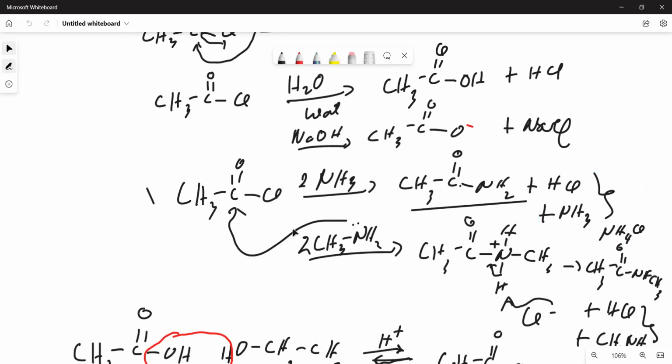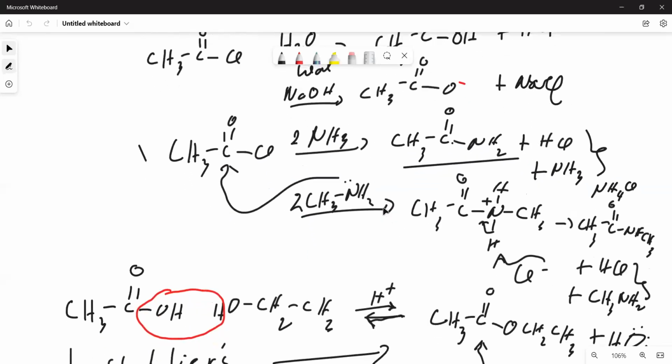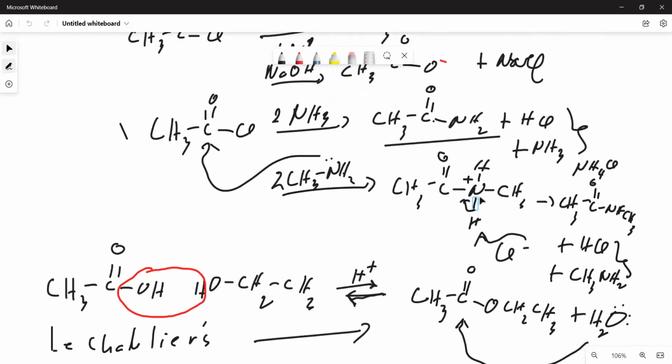Now, if you want to synthesize a derivative of amide, you say derivative, that means this hydrogen is replaced by alkyl groups like a methyl group. Then you can use methylamine, no? Again, 2 moles, to neutralize the HCl. So this one can displace again the chloride, initially producing this salt.